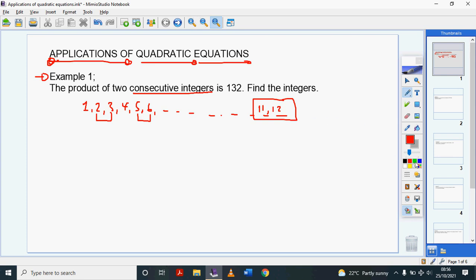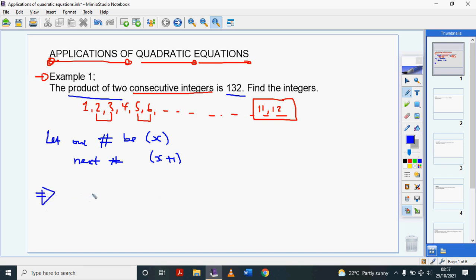If I know that these two numbers are consecutive, let one number be x, right? So if one number is x, then because they are consecutive, the next number is going to be x plus 1. The question says that their product is equal to 132. So all I have to do is multiply these numbers. I'll have x multiplied by x plus 1 is equal to 132.